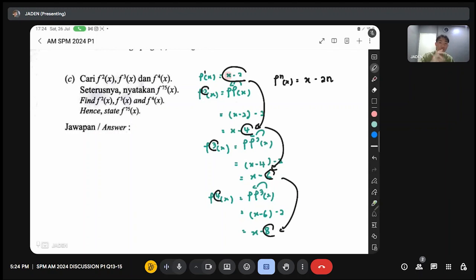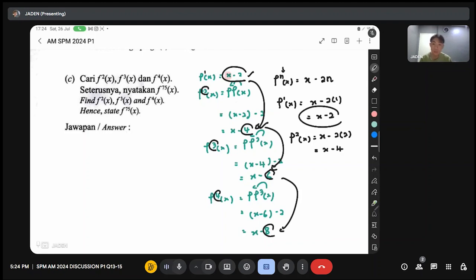Okay, why do I say so? Because if I change this n into 1, I'm going to make sure that it gets back exactly the same function as what I did. Okay, if you see, I change the n to 2, then I will get x − 4, which is the result that we did just now.